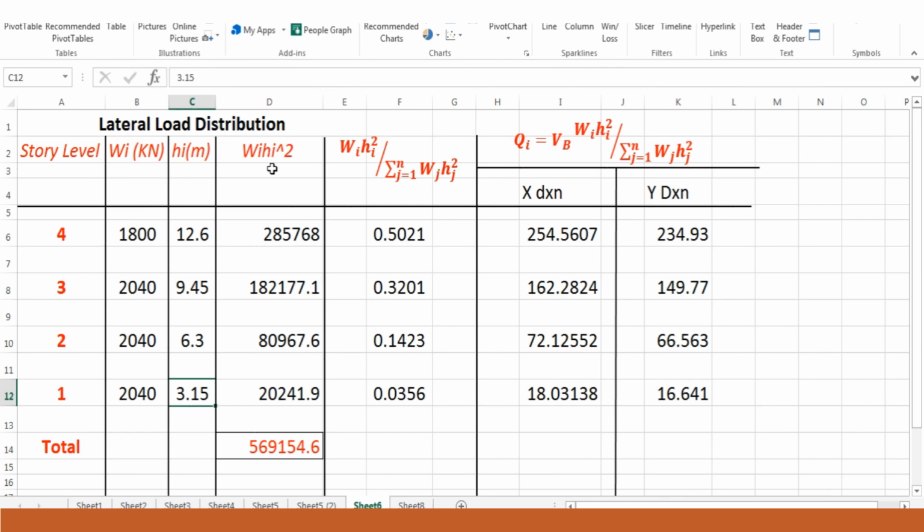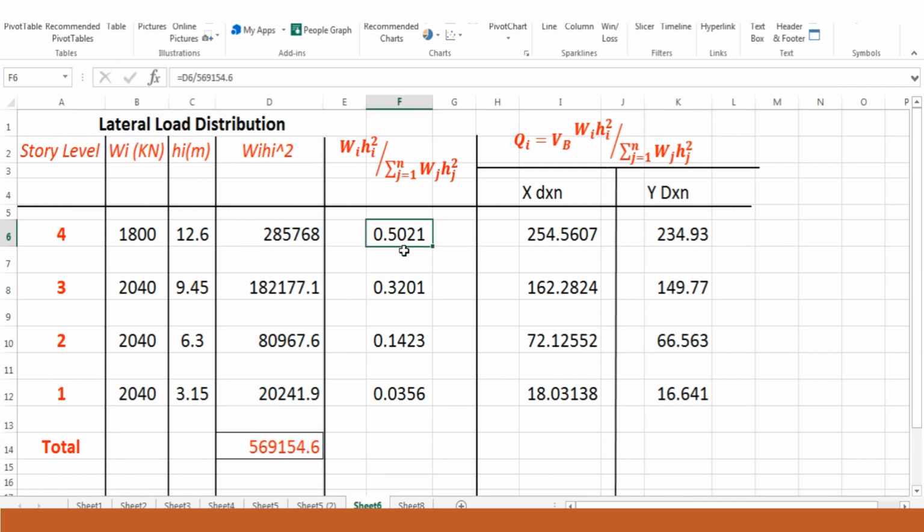So first I determine Wi Hi square. After determining Wi into Hi square, I get this value for this story, similarly for the other stories. Now I also need to determine the summation of Wj Hj square. So I sum all of these values from D6 to D12, and I get the value of 569154.6.